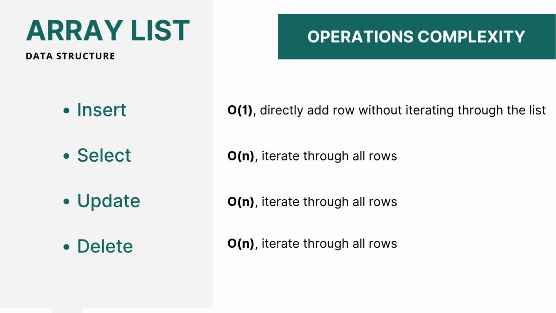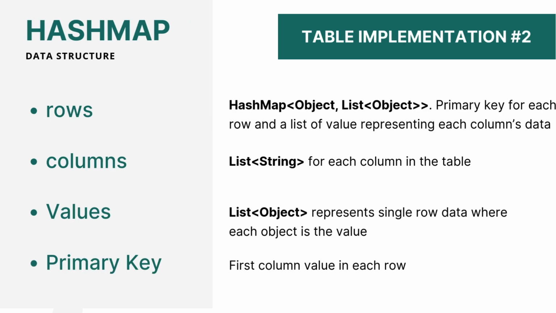So the complexity for array list will be the following. O(1) time for insert, as we can just directly add the row without iterating through the list, and for select, update, and delete will be O(n) time, as we have to iterate through all the rows checking the conditions.